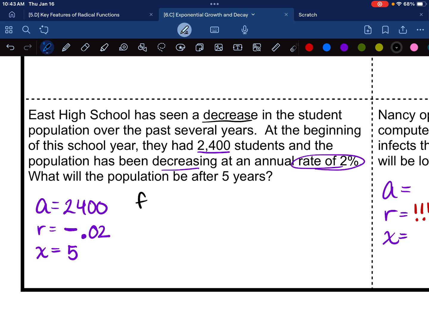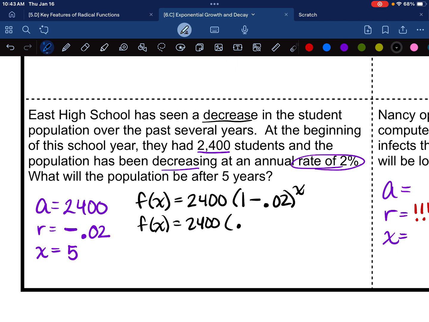So our equation, again, that's an annual rate that it's decreasing by. So I'm using this equation that has the 1 plus or 1 minus on it. When I clean up that parenthesis, I have 0.98 here that I'm raising to the x. Then to find after 5 years, now I'm replacing the 5 into the equation for x and solving it.